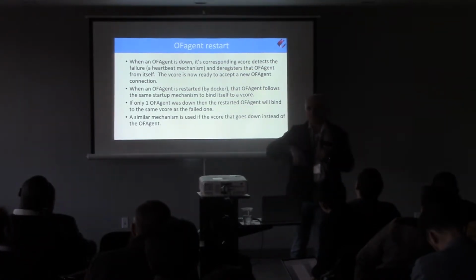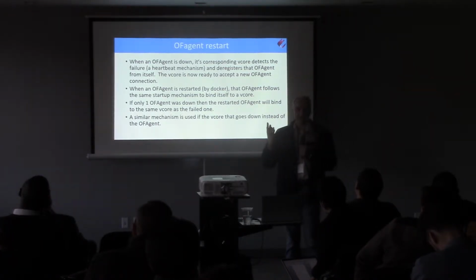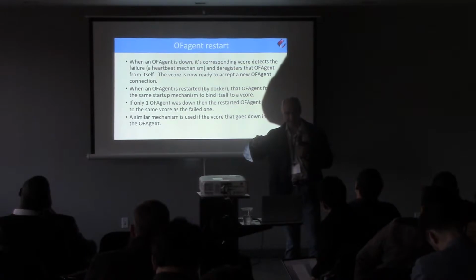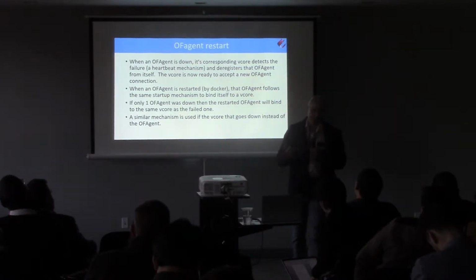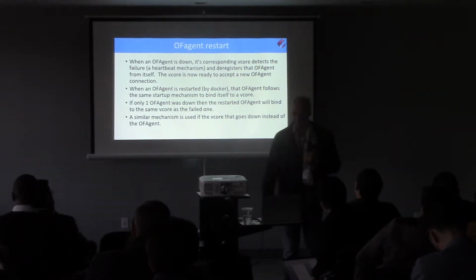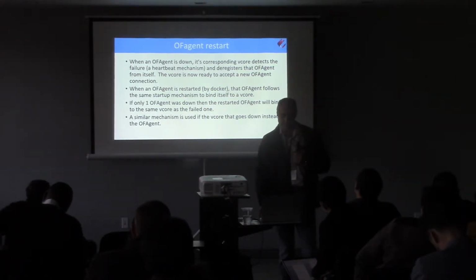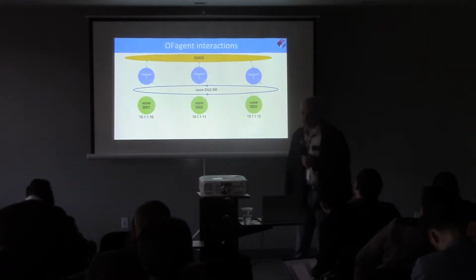So it will basically say, oh, I'm ready to accept another OF agent connecting to me, and then as the Docker swarm restarts a new version of that agent, it will attempt to connect to the cores as usual. It'll be rejected by two and finally connect to the available one. So same if a Volta instance goes down.